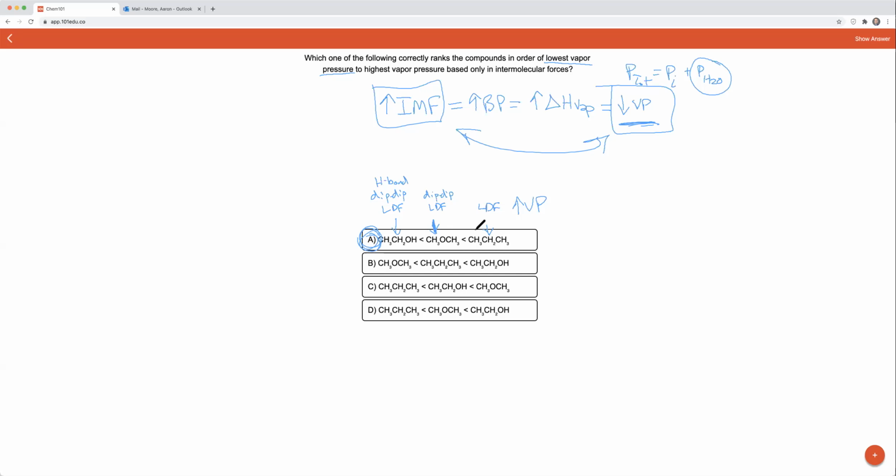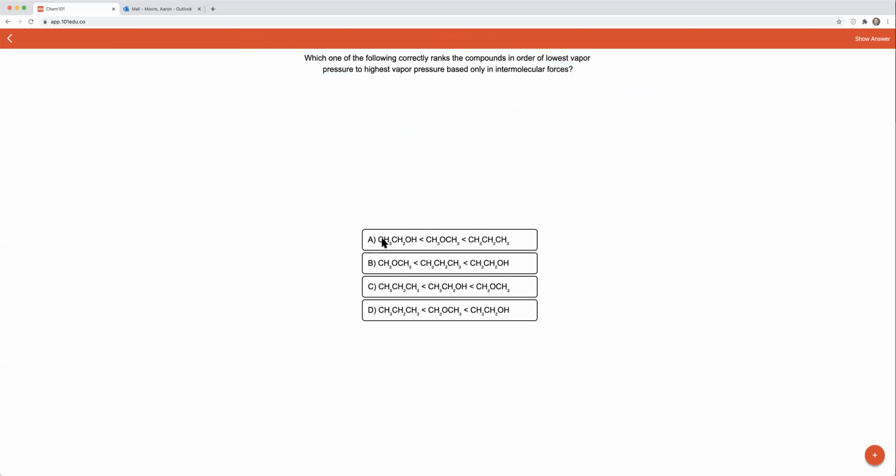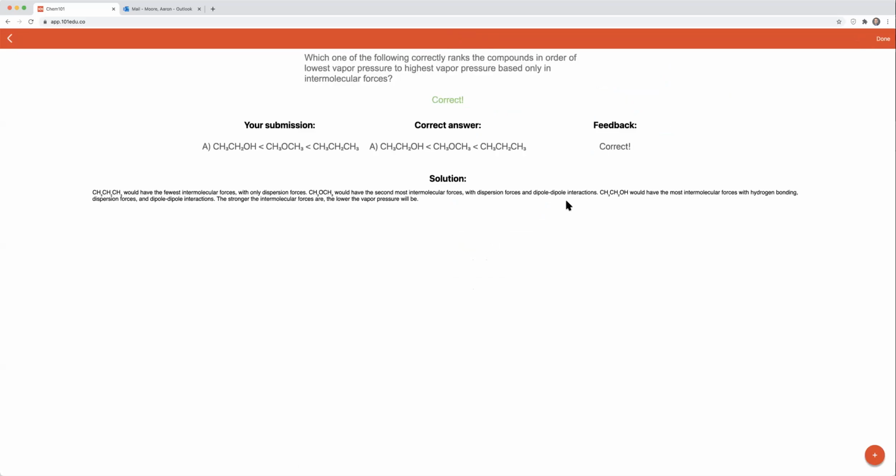It's easier to get these molecules into the gaseous phase. So at a certain temperature, you're going to have more of these molecules in the gaseous phase, which are exerting a vapor pressure. So I think that's my answer. Let's find out if I'm right. And that's correct.